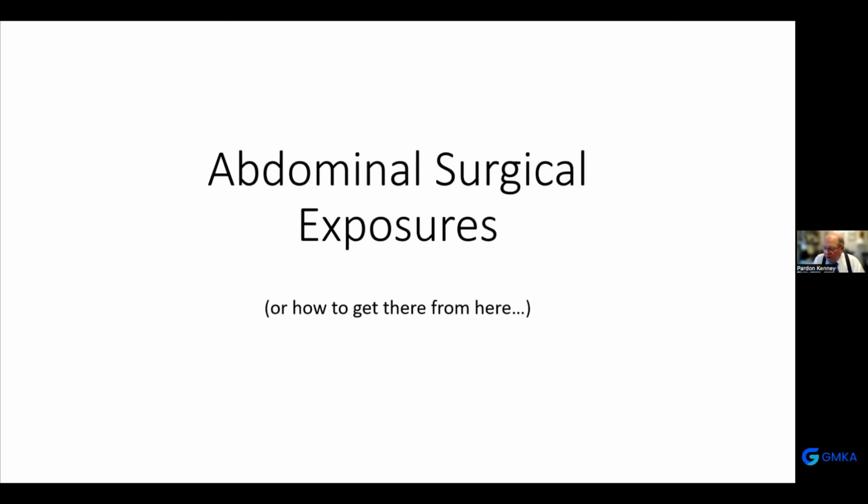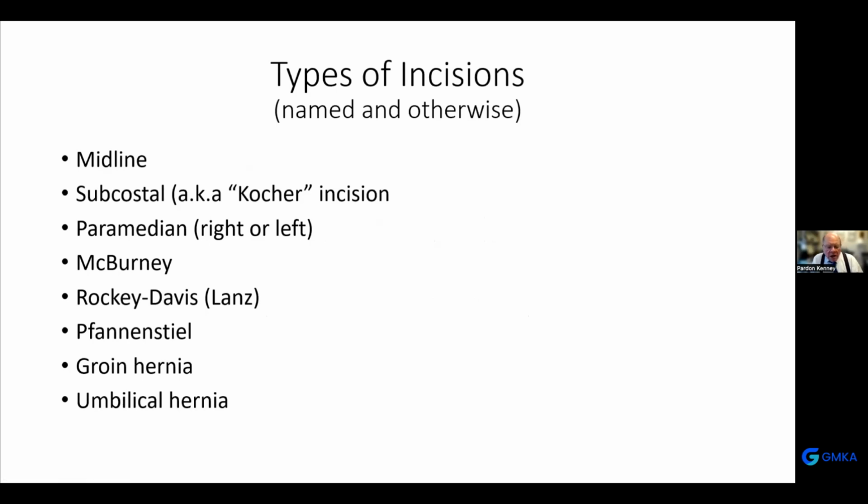So this is what we're going to talk about. I just have to make my screen go to the next slide. There we go. Starting off with a simple midline incision, and then we're going to talk about the Kocher, the subcostal incision, which is often used for gallbladder surgery, the paramedian incision, and then some others. These are names that are used in the United States very commonly, and I think from our perspective, it makes life easy.